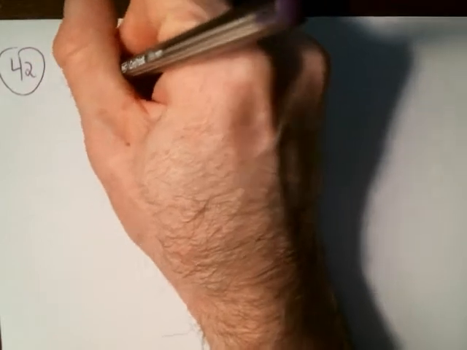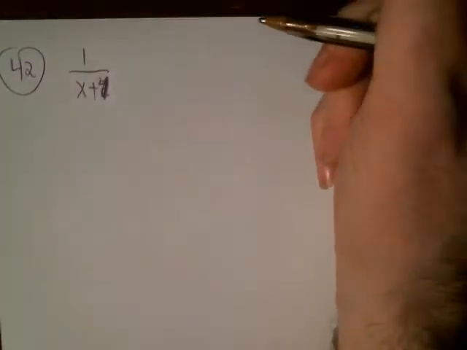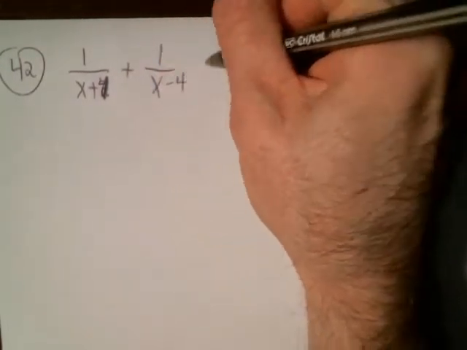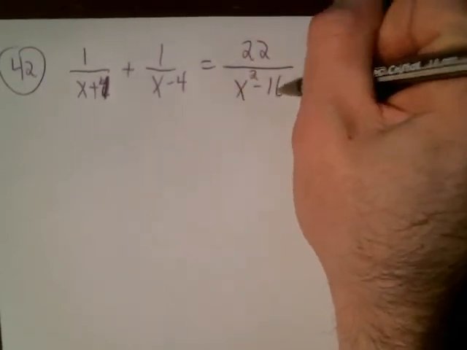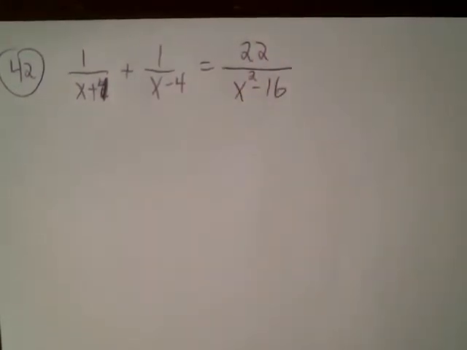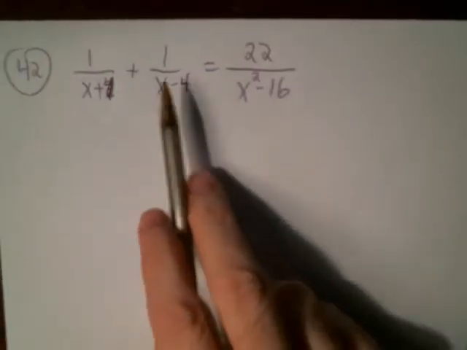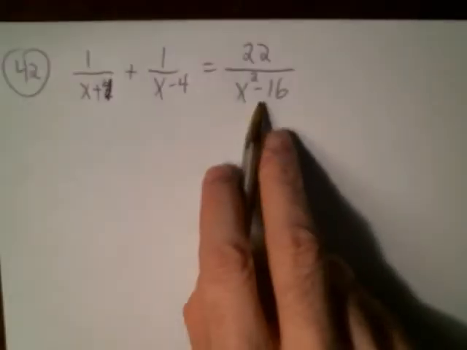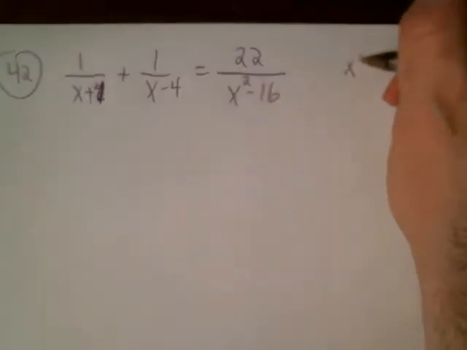And we have 1 all over x plus 4. I just wrote 2, I meant 4. And then plus 1 all over x minus 4, and that equals 22 all over x squared minus 16. So I'm going to go after my restrictions. I need to make sure this is not 0, this is not 0, and this is not 0. I'll work with the most complicated part, the x squared minus 16, and set that equal to 0.